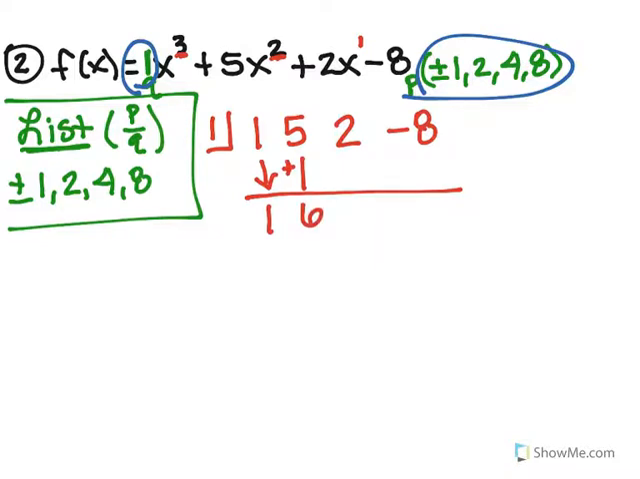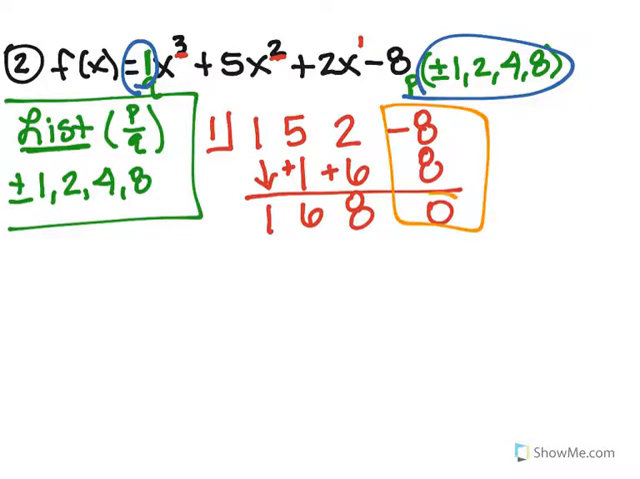5 plus 1 is 6. 6 times 1 is 6. 2 plus 6 is 8. 8 times 1 is 8. Minus 8 is 0. So again, we got a remainder of 0. So 1 works. Luckily on that first one it works. 1 works. So this was in third degree. So I found one answer to work.